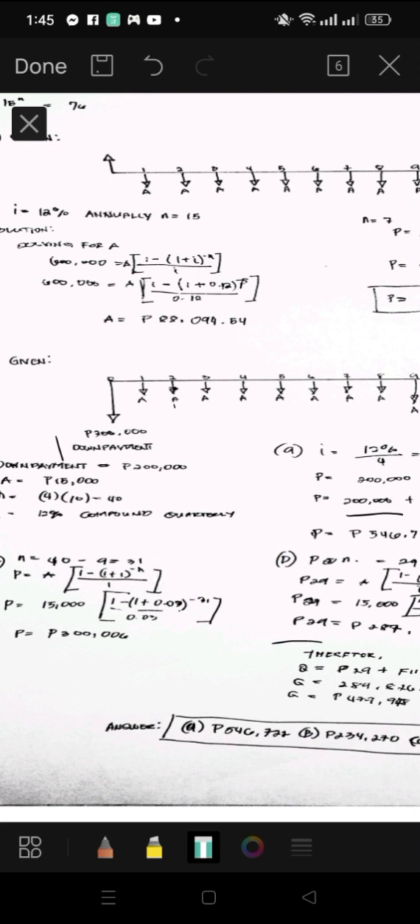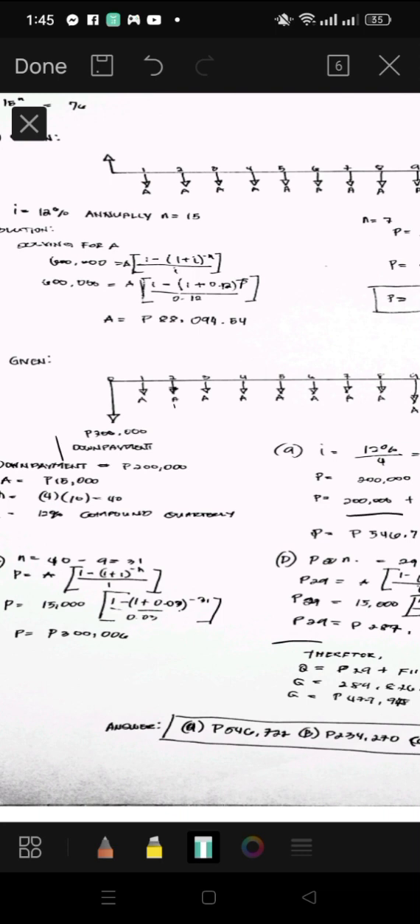N is equal to 40 minus 9 equals 31. So our solution is P equals A, quantity 1 minus (1 plus i) raised to the power of negative n, over i.